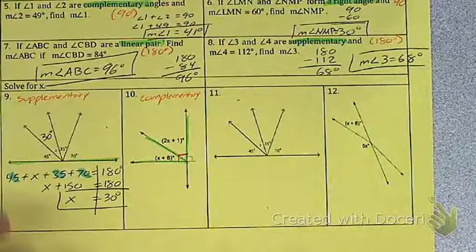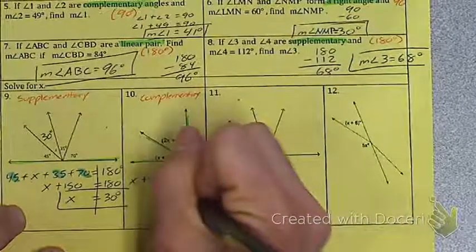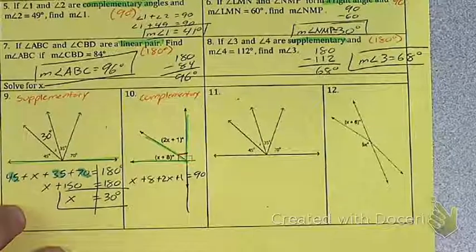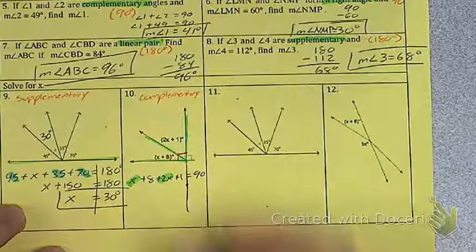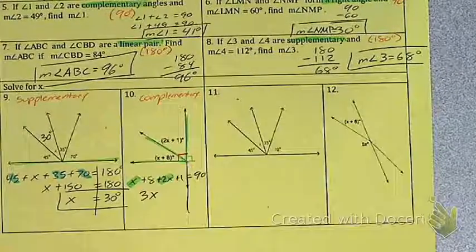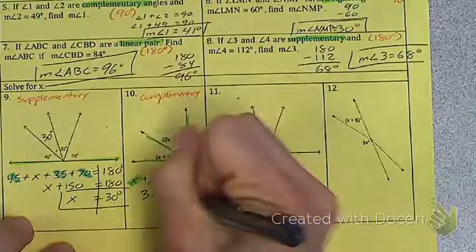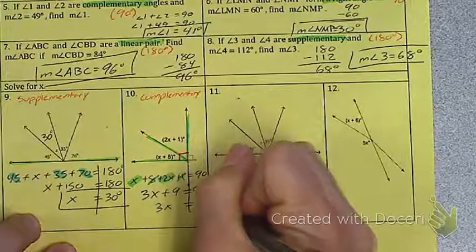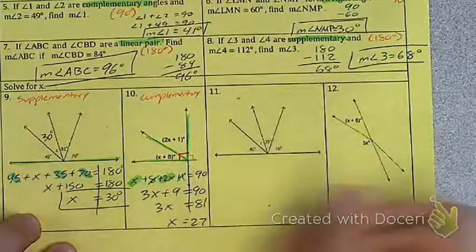Number 10, these two angles add up to 90, so you get x plus 8 plus 2x plus 1 equals 90. You draw your line, you combine like terms to give you 3x plus 9 equals 90. You get that 3x equals 81, therefore x equals 27.